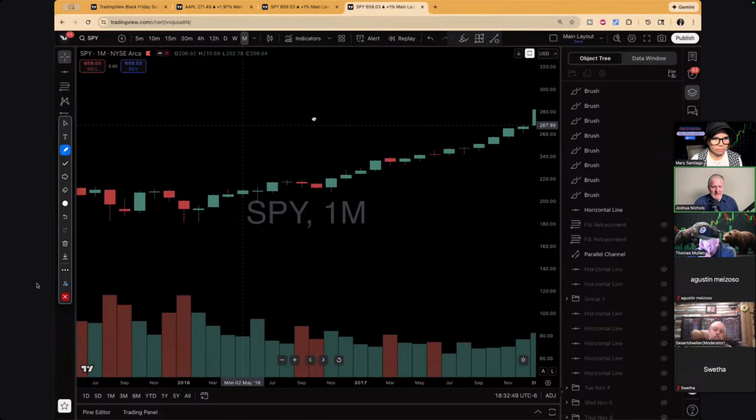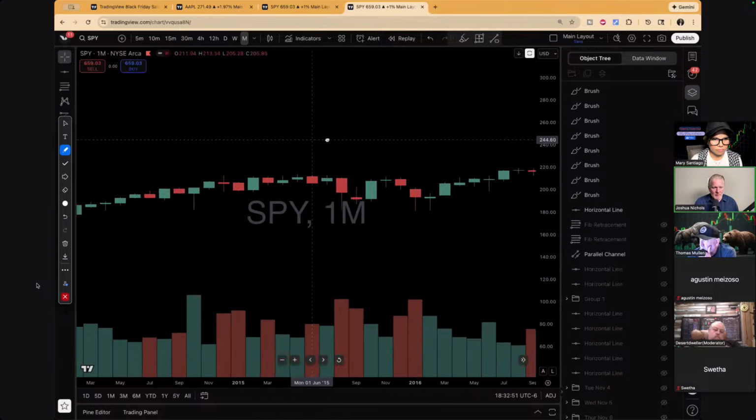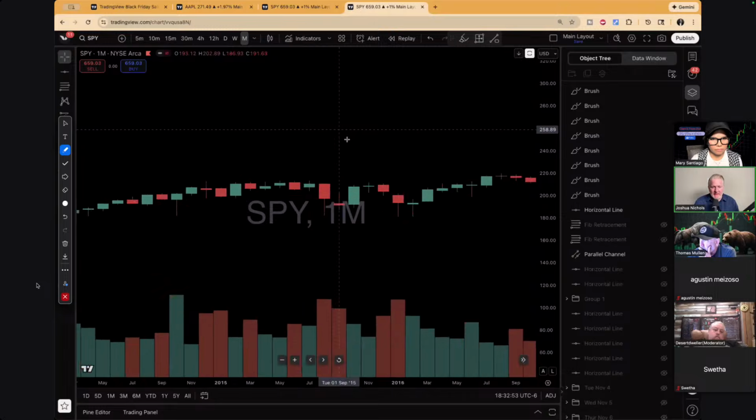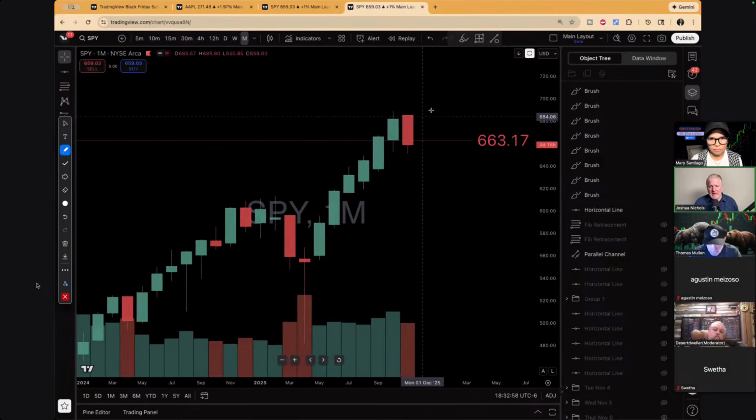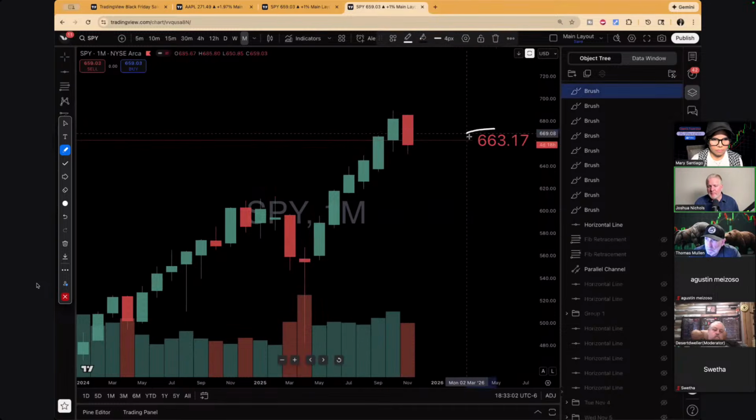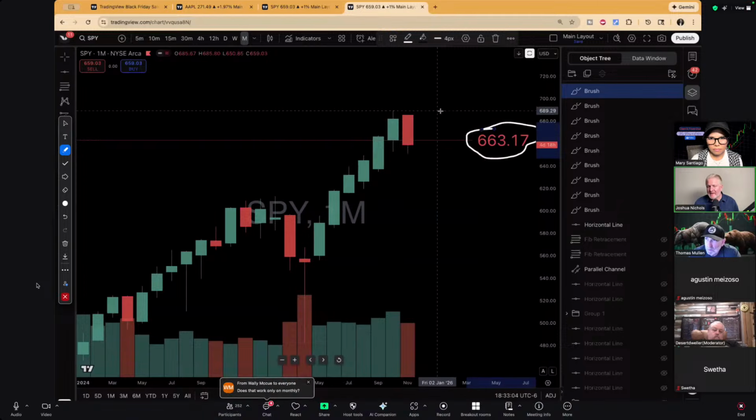So if we go back in time, you're going to find that when we get an engulfing candle, it means the market's going down. So if we take our current position, this candle, the bulls are going to try to push this price above 663 to maintain the rally. Or another way of putting it is, if the bulls get the price back above 663.17, then the rally is maintained.